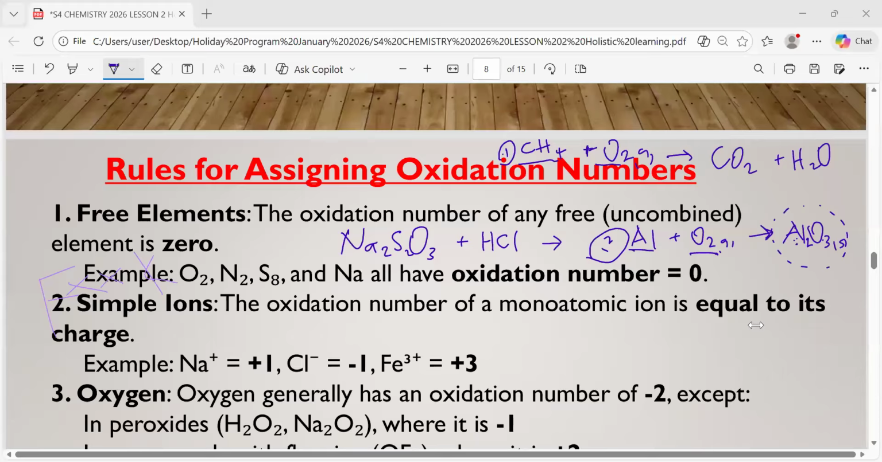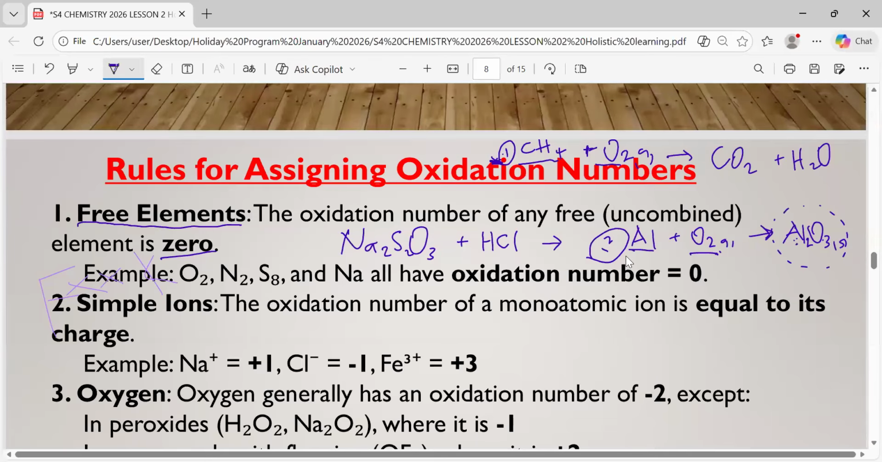Okay. Now we are on number 1. I want us to understand it very well so that it doesn't always confuse us. We are talking about free elements. Are we there? Yes. And we're saying that the oxidation number of any free or uncombined element is 0. Now I'm asking, in equation 1, this equation 1 is methane reacting with oxygen to produce carbon dioxide and water. And equation 2, which ones can you identify as free elements?